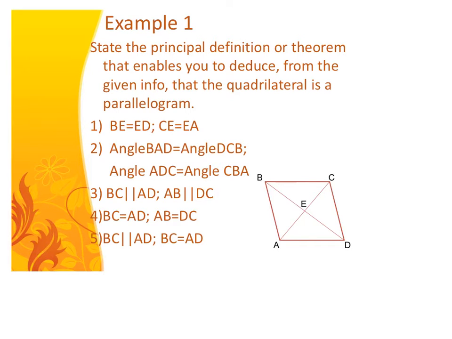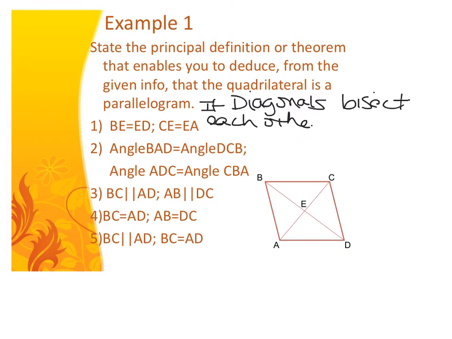So you would say if diagonals bisect each other, then it's a parallelogram, and we'll just put a little picture. So that's number 1. So like we would show that this and this, let me do it in black. So this, this, this, this, this, this.